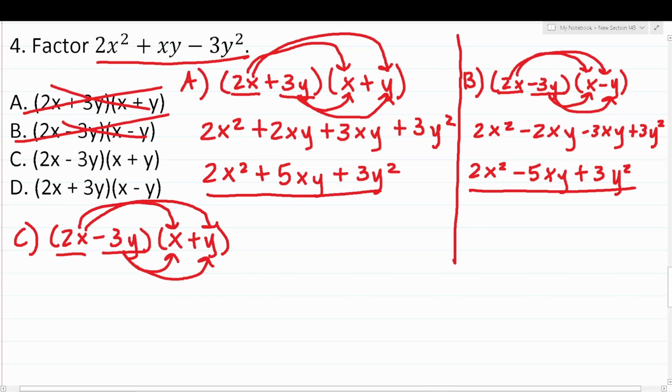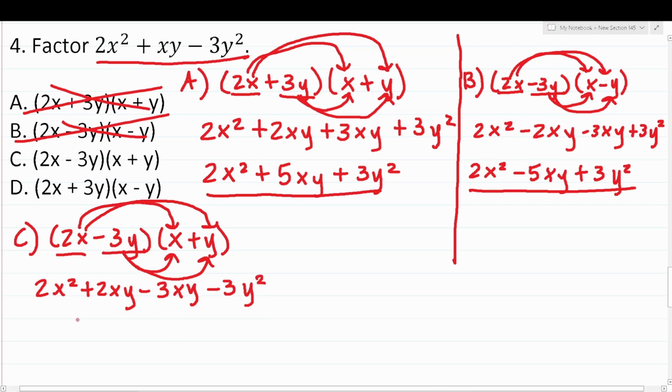So let's get started. We have 2x times x, which is going to be 2x squared. Then we have 2x times y, which is plus 2xy. Then we have negative 3y times x, which is going to be negative 3xy. And then we have negative 3y times positive y. That's going to be negative 3y squared.